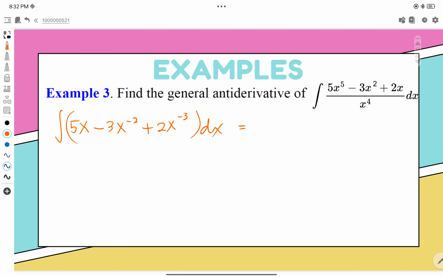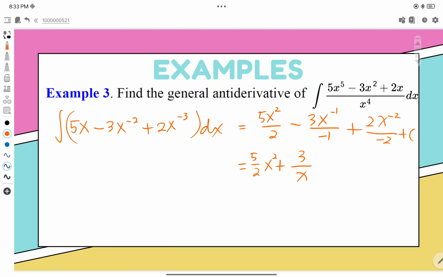So, the antiderivative is 5x squared over 2, minus 3x to the negative 1 over negative 1, plus 2x to the negative 2 over negative 2, plus c. Simplifying our answers, we have 5 halves x squared, minus, okay, this becomes plus 3 over x, minus 1 over x squared, plus c.